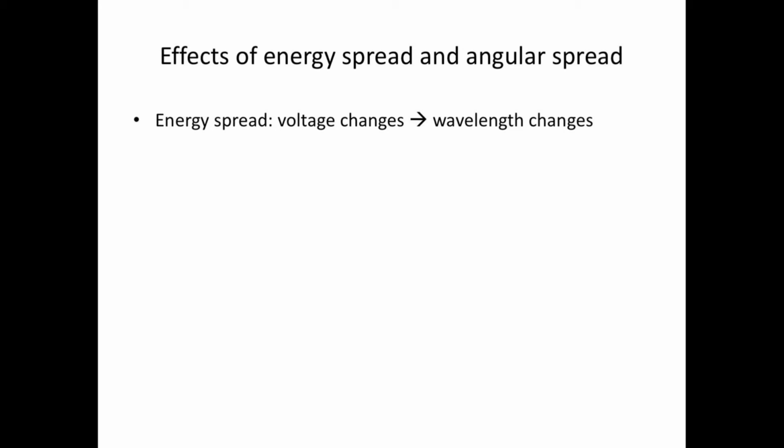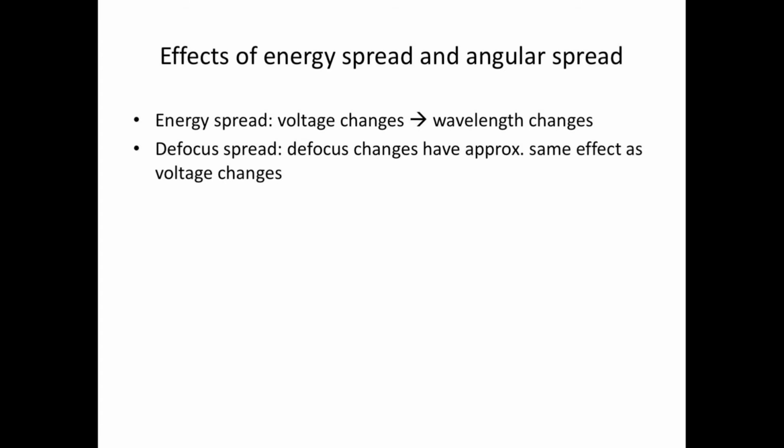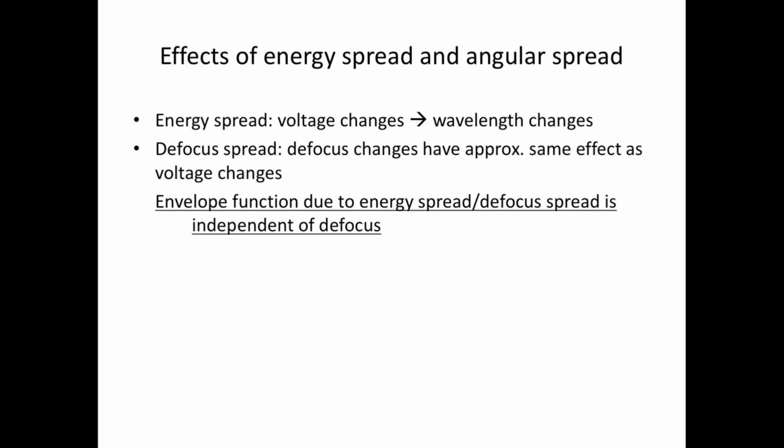Energy spread means that the voltage changes, which means that the wavelength changes, or the energy of the electron changes. And defocus spread means that the defocus changes, and this has approximately the same effect as the voltage changes. So it's represented by the same envelope function. And the envelope function due to energy spread or defocus spread is independent of defocus.